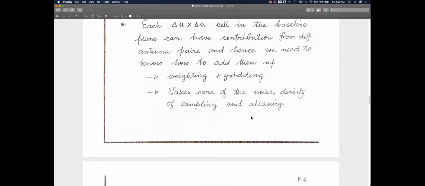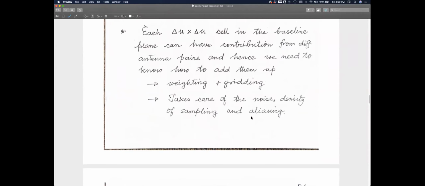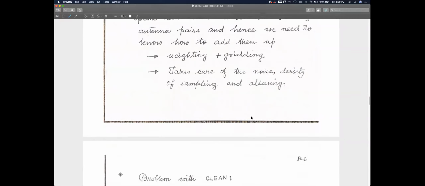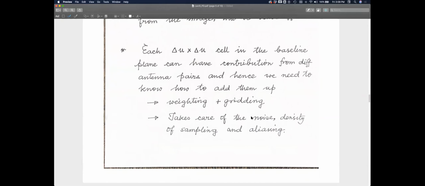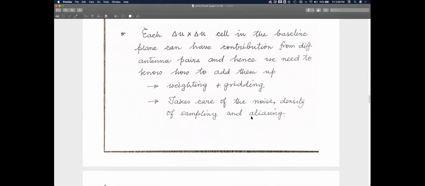So you have to do this gridding and weighting in such a way that you reduce the noise, you get an appropriate resolution for your science case, and you don't have aliasing. Poonam has discussed different types of weighting schemes and tapering schemes, and I will not go into the details of this.